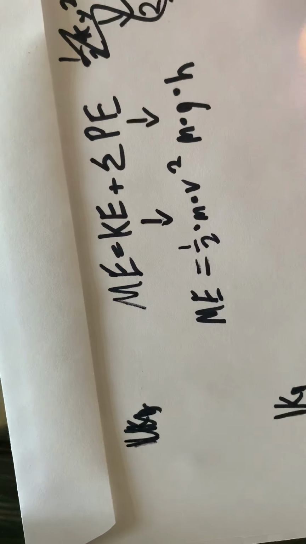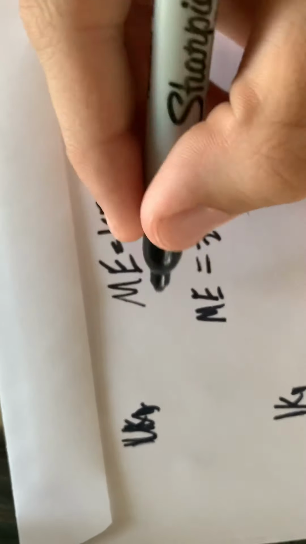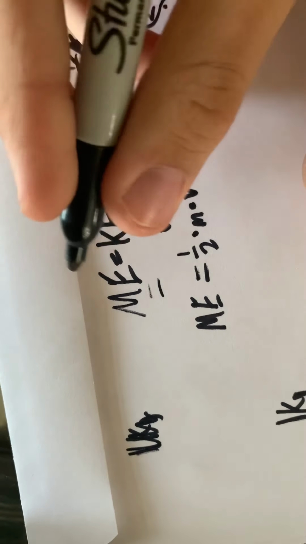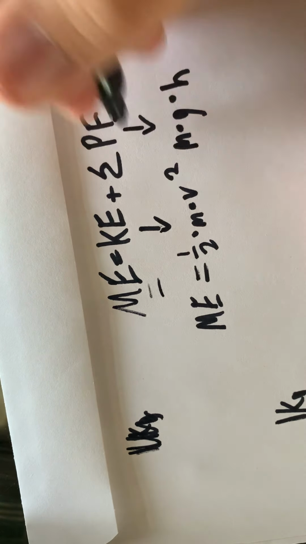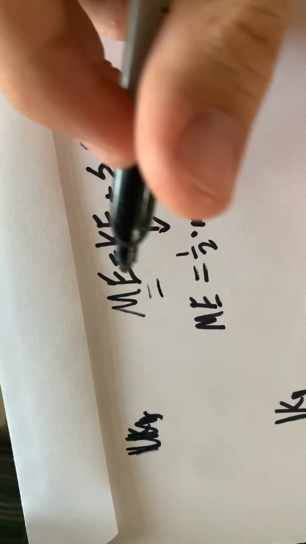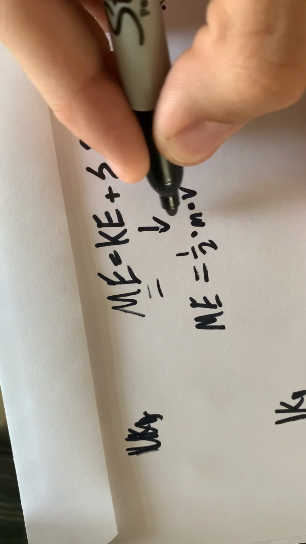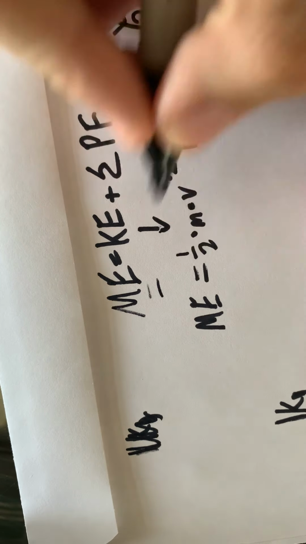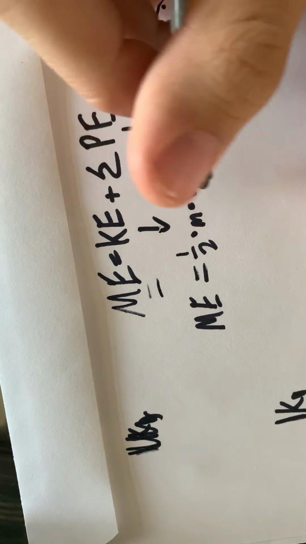So let's talk about mechanical energy then. This is our dart. If we want to find the mechanical energy, that is represented by the kinetic energy plus the sigma potential energy. However, if we don't know these two, we can represent these with an equation as well. So if this equation represents kinetic energy, 1/2 times mass times velocity squared.